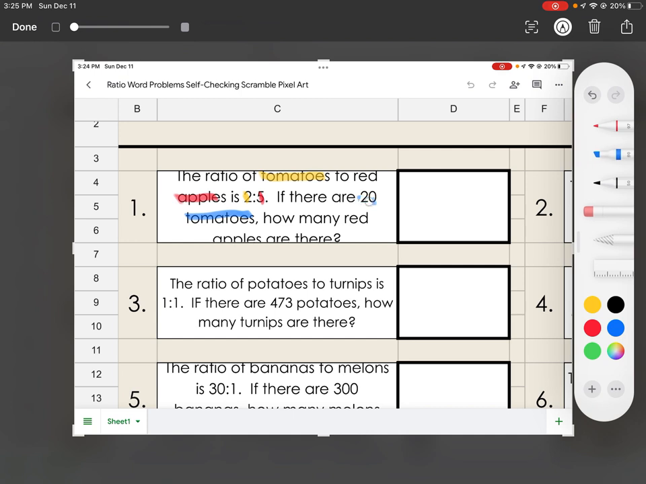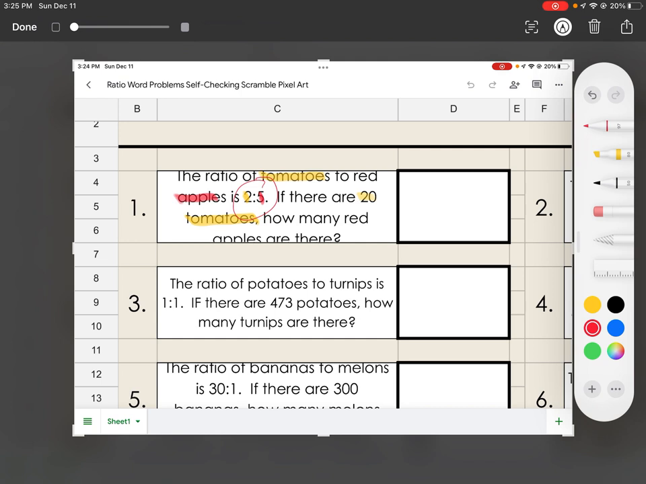So I guess I could make it the same color as my tomato, so yellow. So if there are 20 tomatoes, there we go. How many red apples are there? So we're making an equivalent ratio. So it's kind of like the center that we did last week, the escape room. Okay, so I'm going to take this ratio right here, and I'm going to be putting it on my piece of paper to solve this.